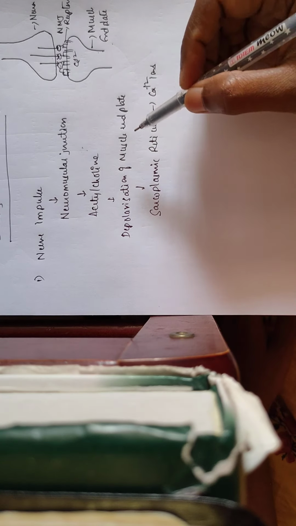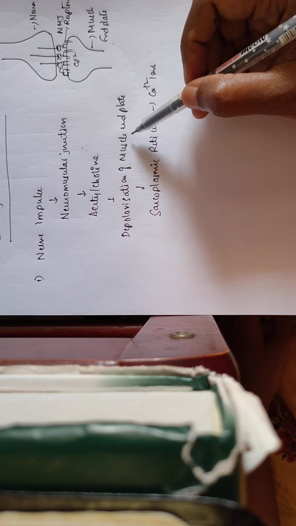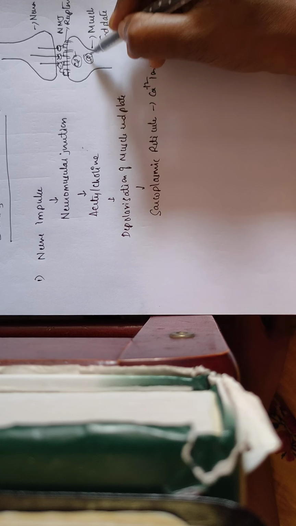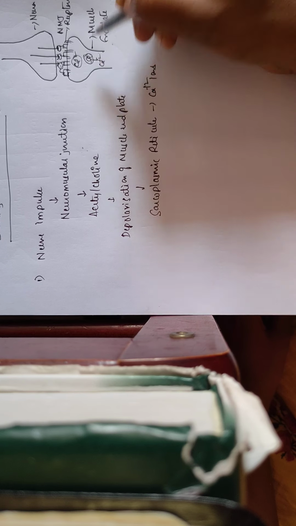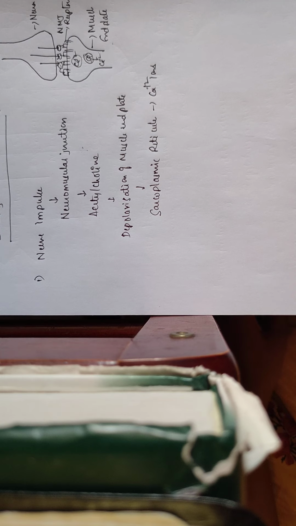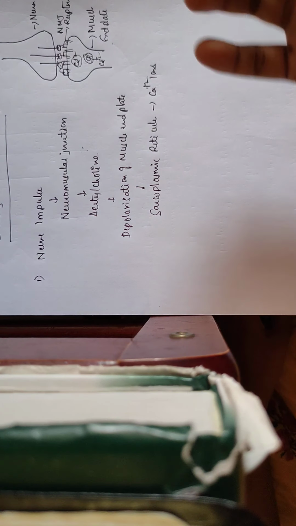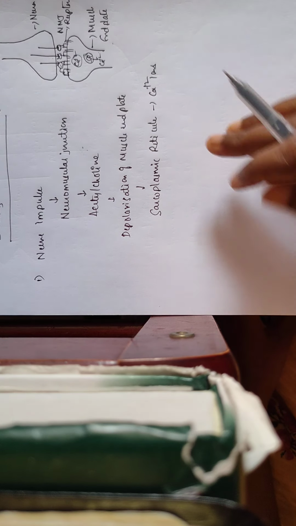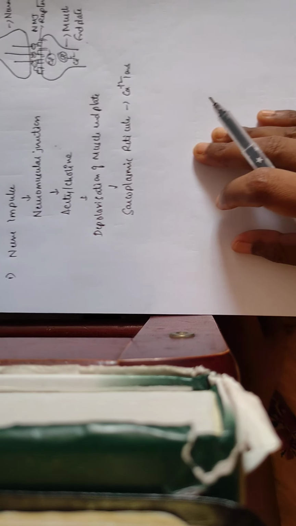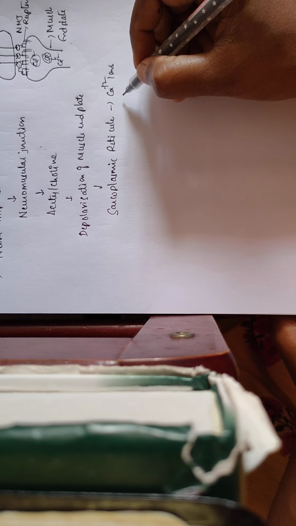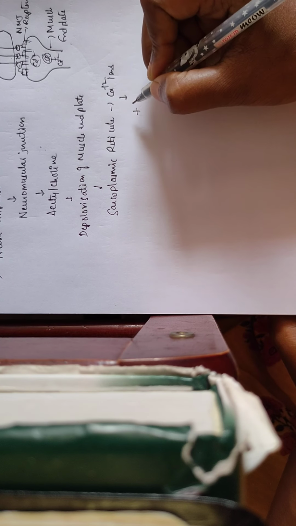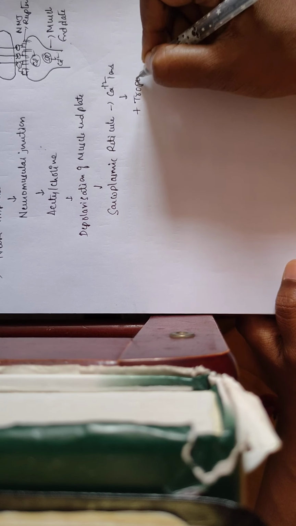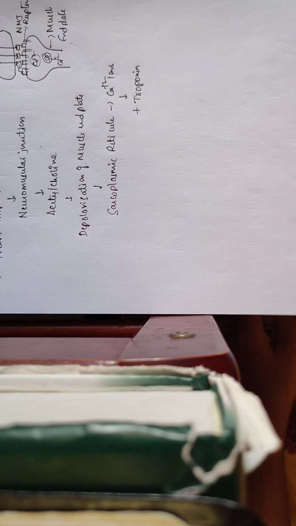Initially, because of depolarization, some amount of calcium ions is released. This stimulates the sarcoplasmic reticulum to release more calcium ions, because the sarcoplasmic reticulum acts like a storage site for calcium ions. The sarcoplasmic reticulum now releases more calcium ions, and whatever calcium ions have been released bind with the troponin.